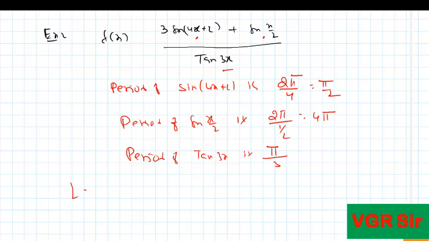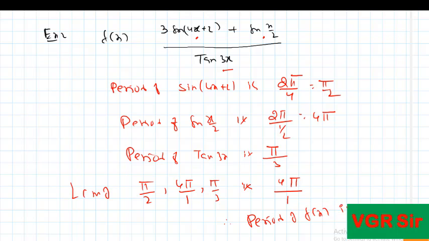Now I want to find the LCM of pi by 2, 4 pi by 1, and pi by 3. We need to find the LCM of the numerators, pi only, 1, 4, 1 only, and the GCD of the denominators 2, 1, 3, which is 1 only. So the final period is 4 pi. Therefore the period of f of x is 4 pi. In this way we can find it.